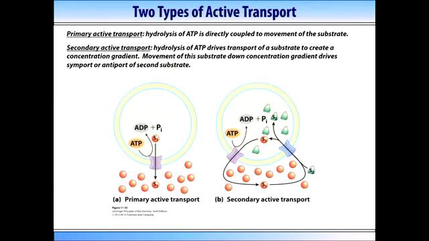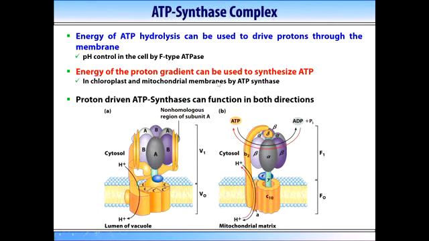Okay. So these are the two types of active transport. And finally, the centerpiece of all transport systems would probably be this ATP synthase complex. It's interesting because very similar molecules are used for almost opposite purposes in different tissues and different cells. So the energy of ATP can be used to drive protons through the membrane, and vice versa, the proton gradient can be used to synthesize ATP in the membrane.